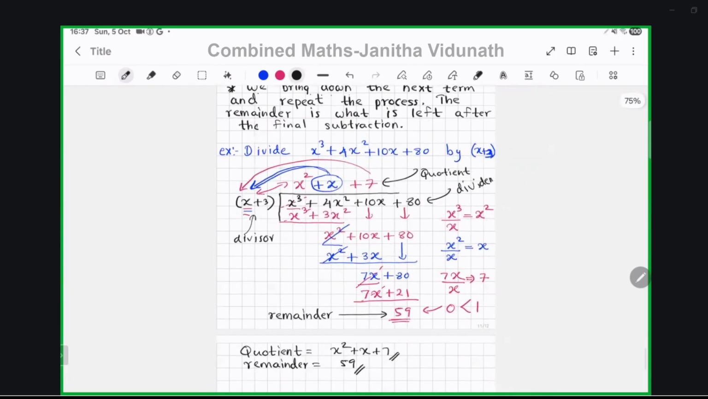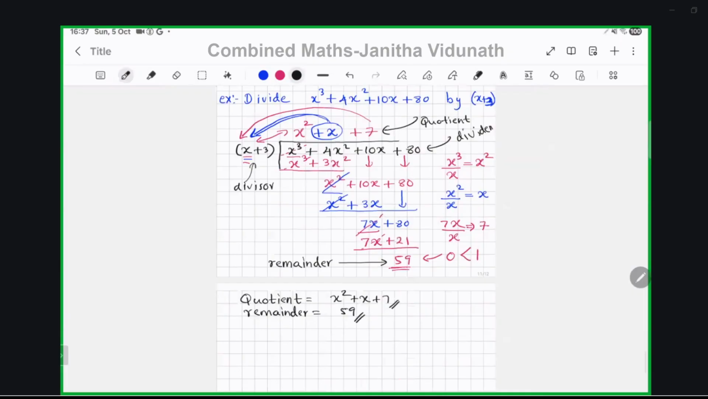Okay, write down this example. And I will give questions for you all. Do that and send me the answers after writing down the example. First one is x to the power 4 plus 4x cube plus 9x square plus 30x plus 100, need to divide by x plus 3.